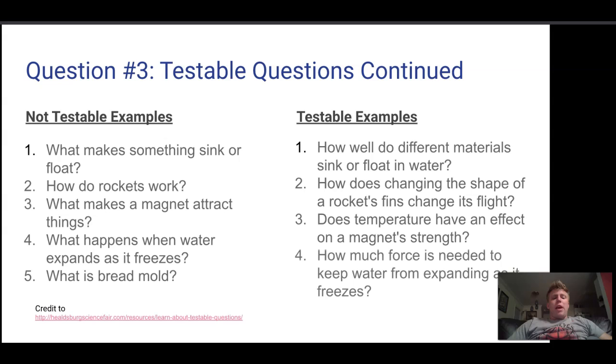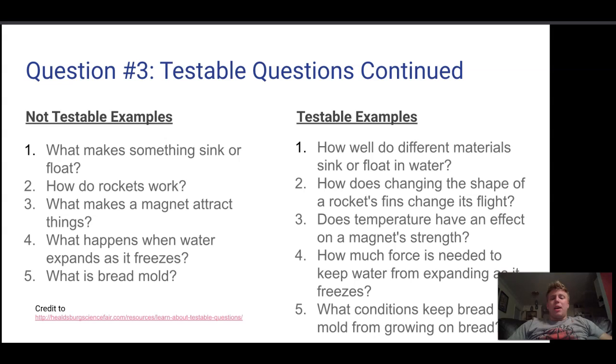Number 4, what happens when water expands as it freezes? We could say, how much force is needed to keep water from expanding as it freezes? And then finally, number 5, instead of saying, what is bread mold, we would say, what conditions keep bread mold from growing on bread?